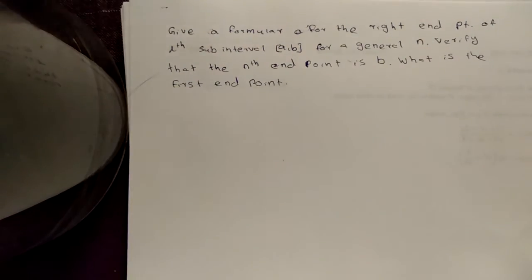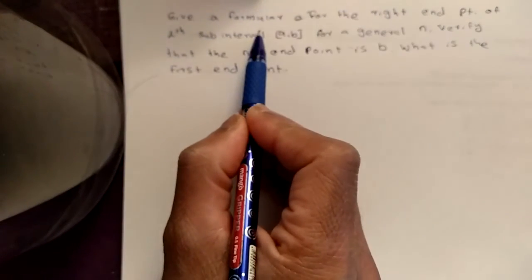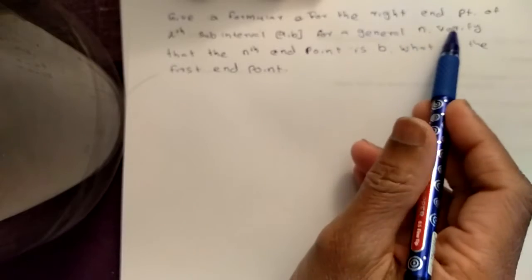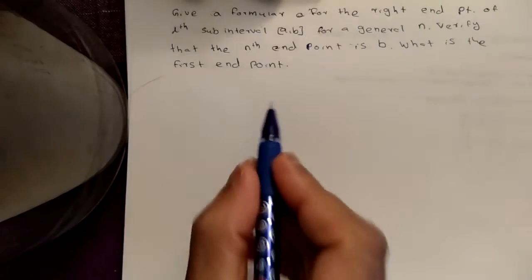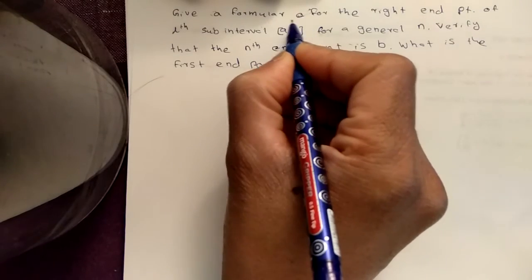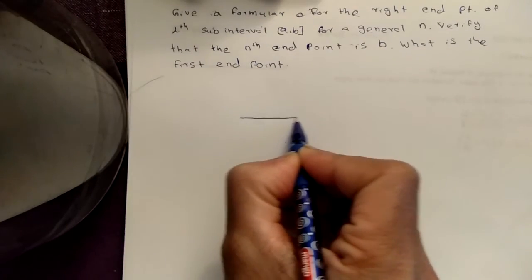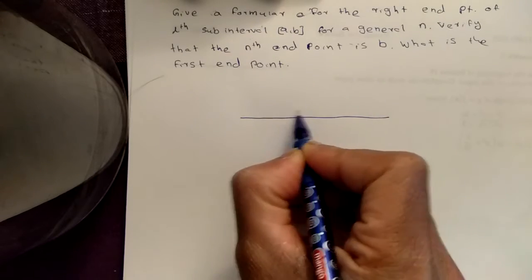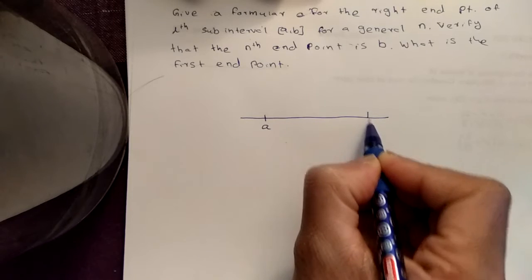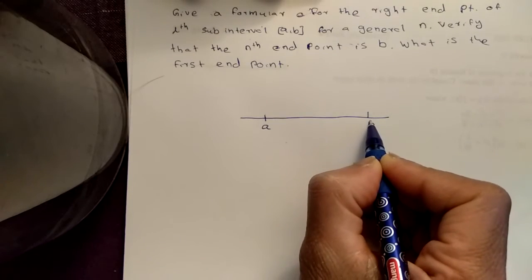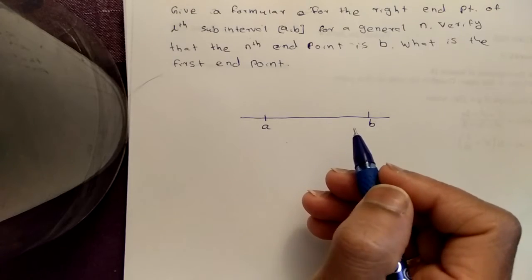Okay, so in the first question they ask us to give a formula for the right endpoint of the ith subinterval. Let's see how we are going to do it. Here we have the first main interval AB. That means on the real axis we have 2 points A and B, and these can either be positive or negative, that doesn't matter.